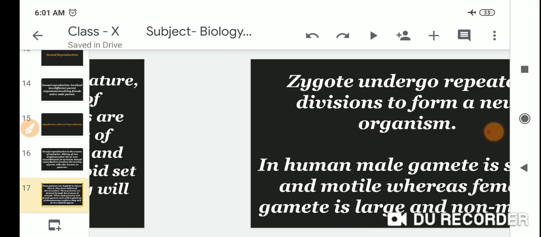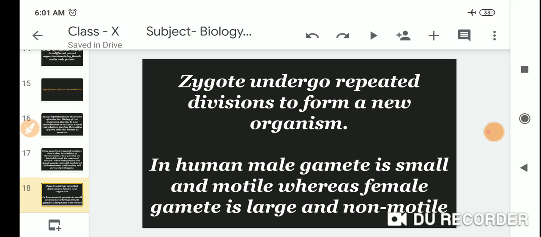The zygote undergoes repeated division to form a new organism. In humans, the male gamete is small and motile, whereas the female gamete is large and non-motile.